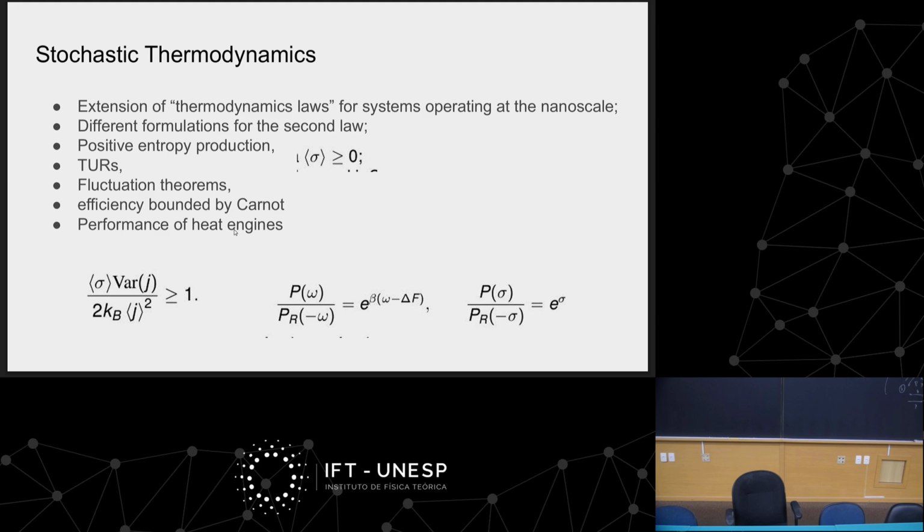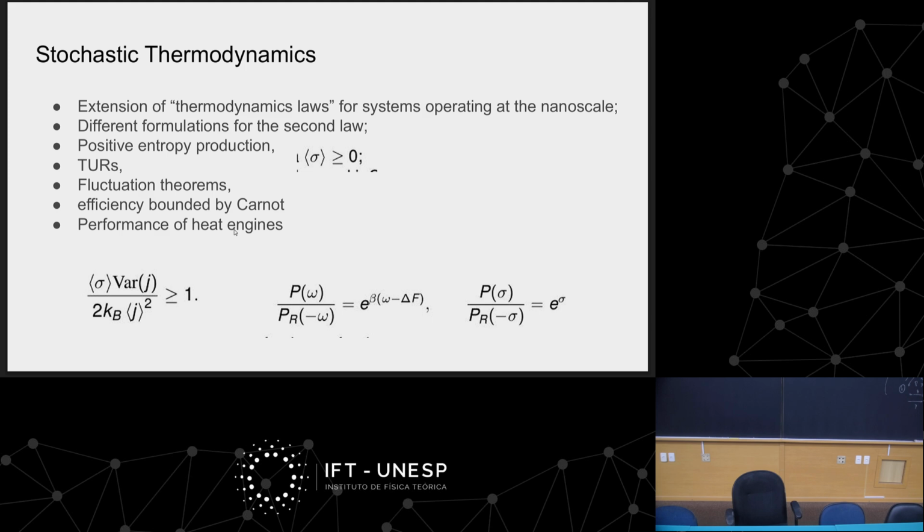There are different formulations of the second law. For example, these both are similar to the macroscopic case. The efficiency is always bounded by the Carnot. We have a limited performance of heat engines. This is not entirely different, but somewhat different: a positive entropy production. The entropy production I introduced to you previously in that example, I told you that the entropy production is always positive. Here, the average entropy production is always positive.